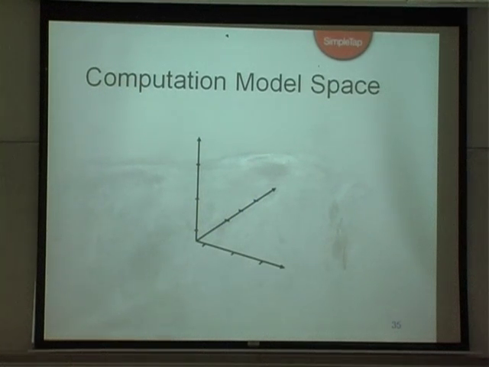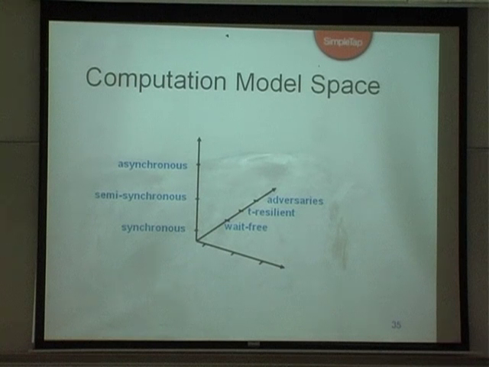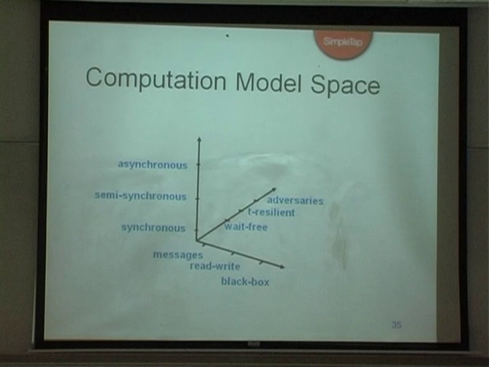So here is what I've talked about. We have a number of timing models. We have a number of failure models. And we have a number of communication models. There are two points that I want to make about this. One is that if you take the cross product of all of these things, plus a number of other choices that I haven't told you about, you get an enormous collection of models.